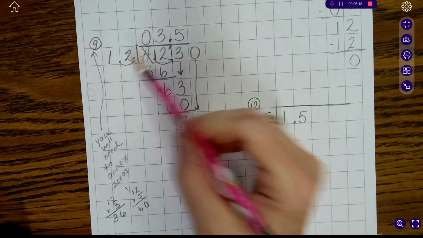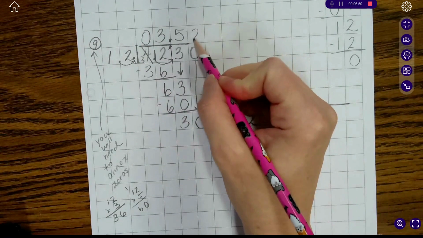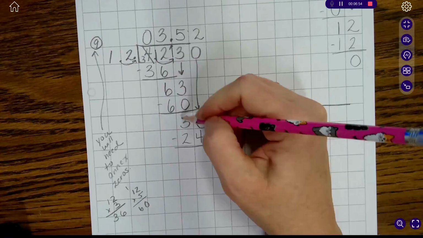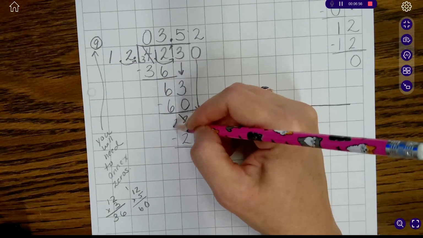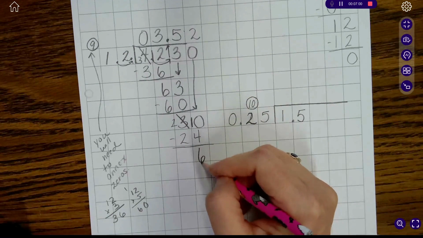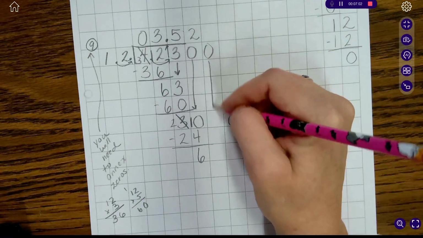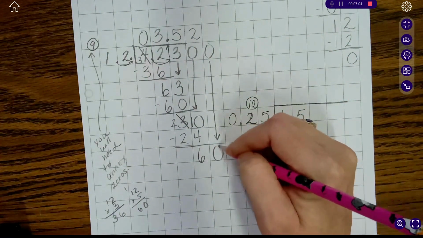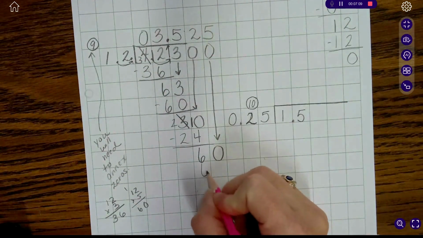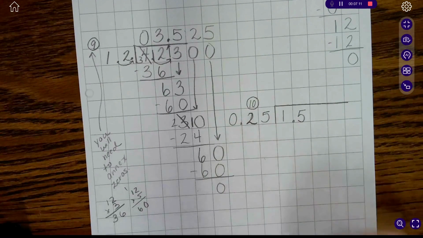And 12 can go into 30 twice, which is 24. Hopefully you know that math fact. We have to borrow. This becomes a 2. This becomes a 10. 10 take away 4 equals 6. So we're going to add a 0 again. And we already know that 5 times 12 equals 60. So we are done.